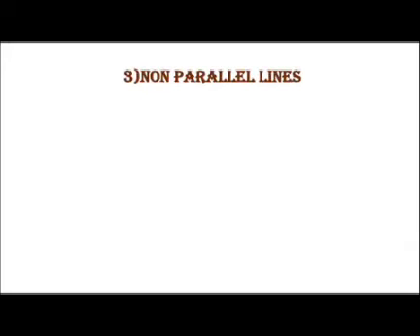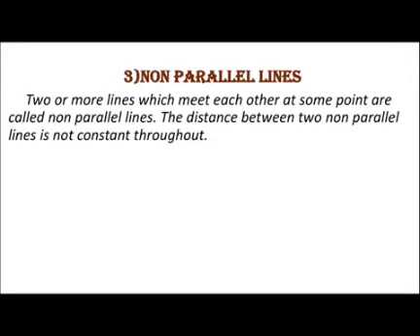Okay. Next, non-parallel lines. Children, can you think what is the opposite of parallel lines? It is non-parallel lines. That means if parallel lines never meet each other even when you extend them, non-parallel lines will definitely meet each other when you extend them. That's the difference between parallel and non-parallel lines, and also the distance between them is not constant. That's why they meet after a certain point. Two or more lines which meet each other at some point are called non-parallel lines. The distance between two non-parallel lines is not constant throughout.